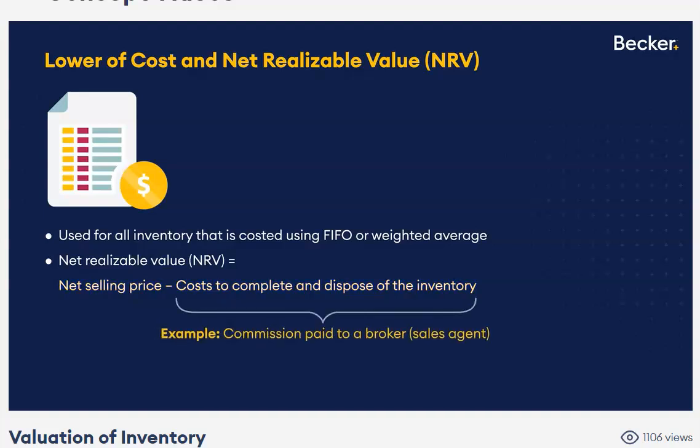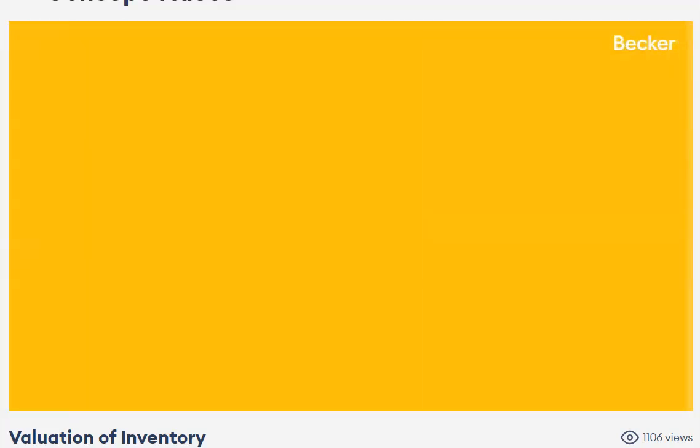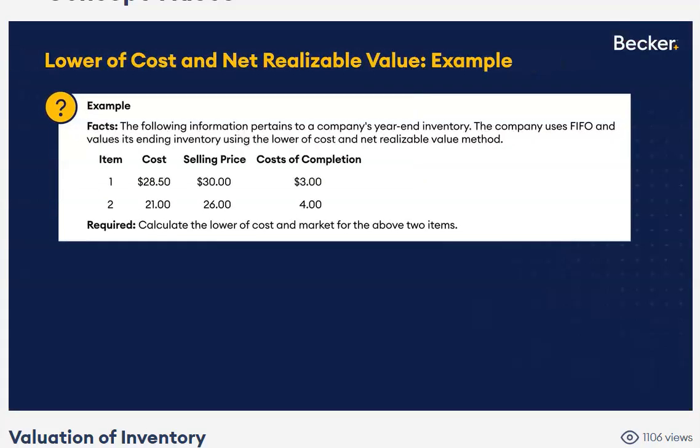Pay a commission, I don't know, but selling price minus cost to sell. So look at our example. Step number one, what do they want me to record? As soon as I see it's FIFO or weighted average, I think lower of cost or net realizable value. And then I think, okay, let me calculate step one, net realizable value.